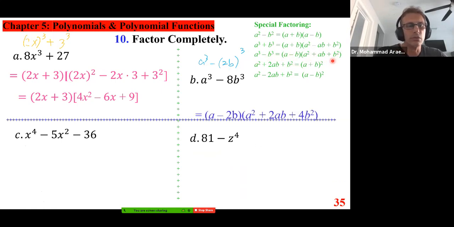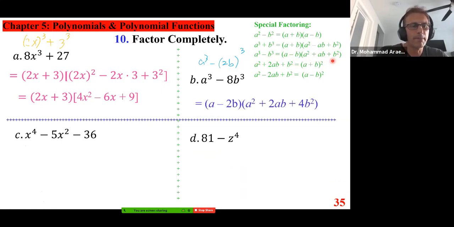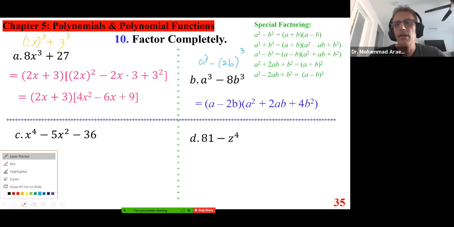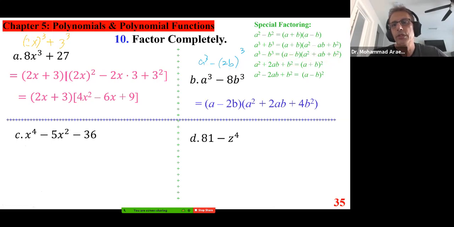Okay, so this one is 2b quantity squared. This is a times 2b. All right, the next one, x to the power of 4 minus 5x squared minus 36.